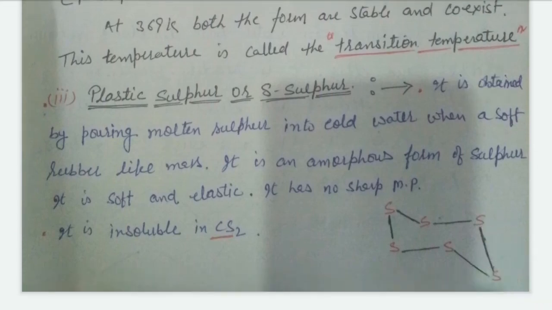This is the structure of the S6 form of sulfur, like a chair shape, a rolling chair shape. That's clear.